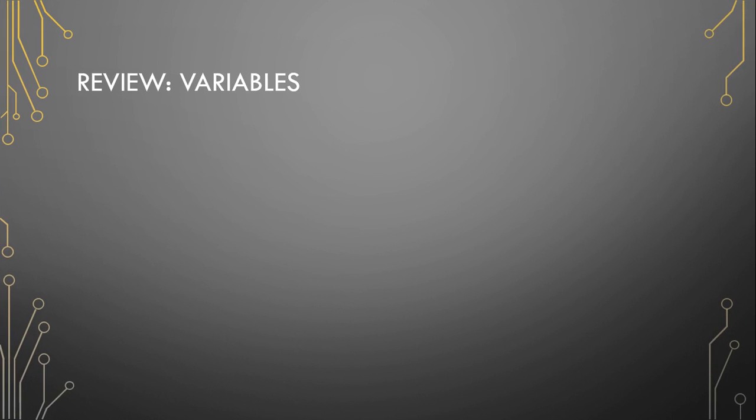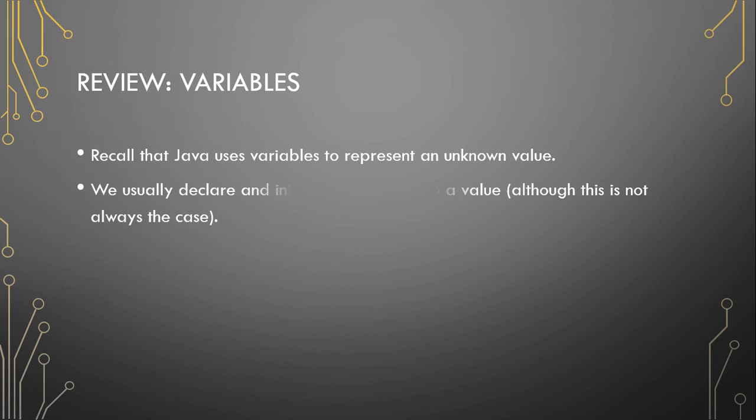So a quick review with variables. Recall that Java will use variables in order to represent an unknown value. We usually declare and initialize a variable to a value, although this is not always the case. So for example, int x equals 2 would be an example of a variable. All right, let's just take a quick detour from the notes and discuss how this would look.